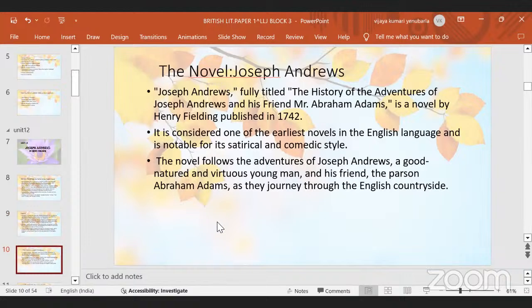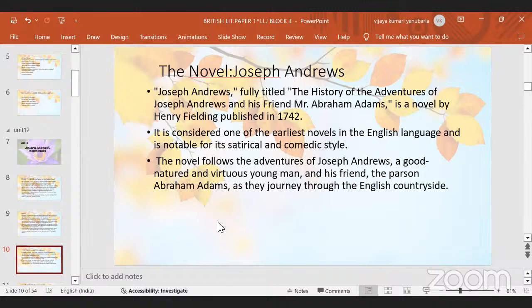So here comes our novel, Joseph Andrews. Joseph is a biblical character. So before going into this, let us observe Joseph's character. Joseph in the Bible is a son of Jacob, a favorite son of Jacob. Because his father is very fond of Joseph, his brothers got jealous.